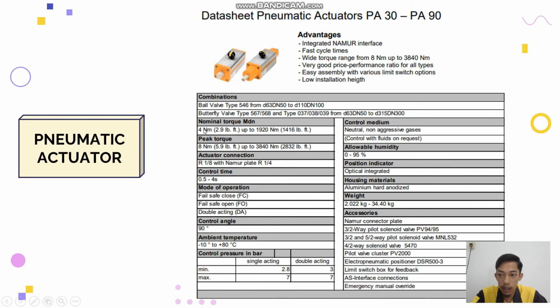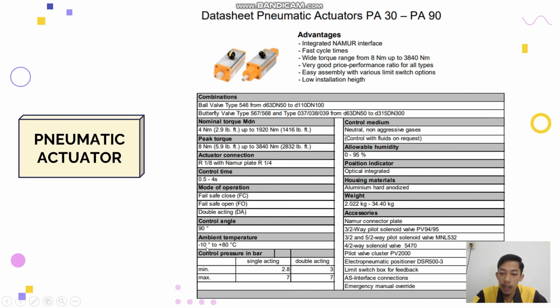This actuator has a nominal torque of 4 Newton meters up to 1920 Newton meters. The peak torque is 8 Newton meters up to 3814 Newton meters. The actuator connection is R1/8 with a NAMUR plate R1/4. The control time for this actuator is 0.5 to 4 seconds, and the control angle is 90 degrees.